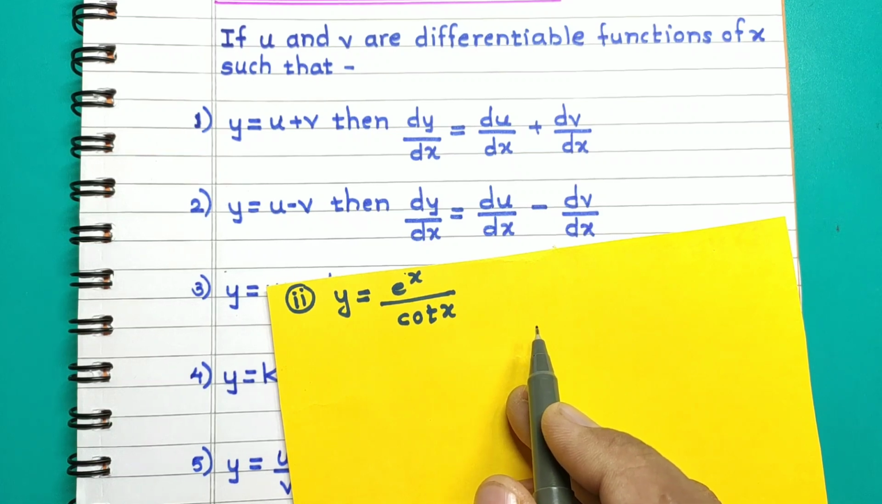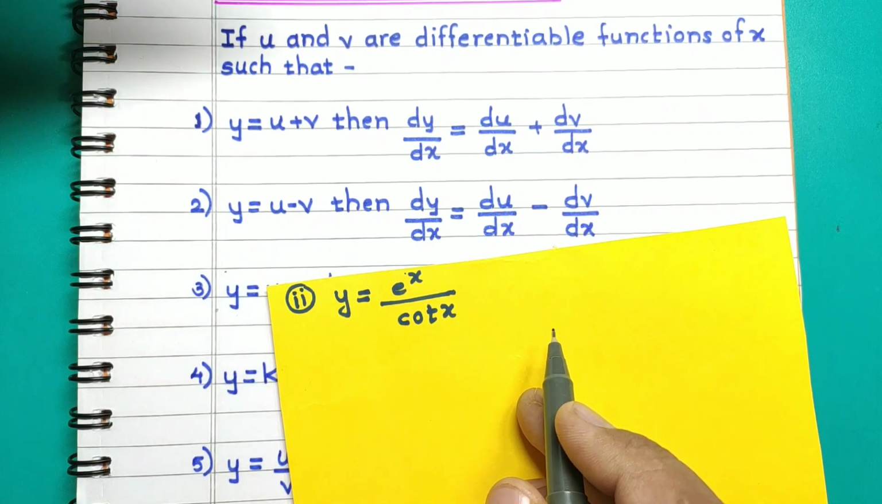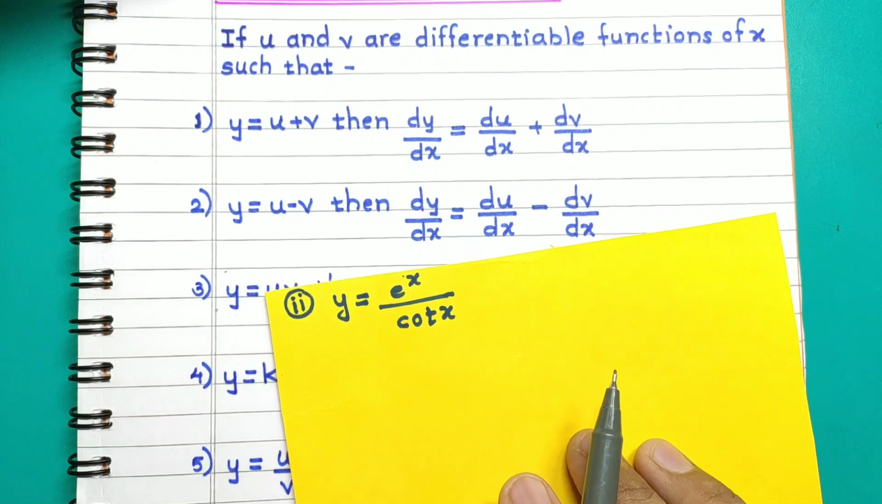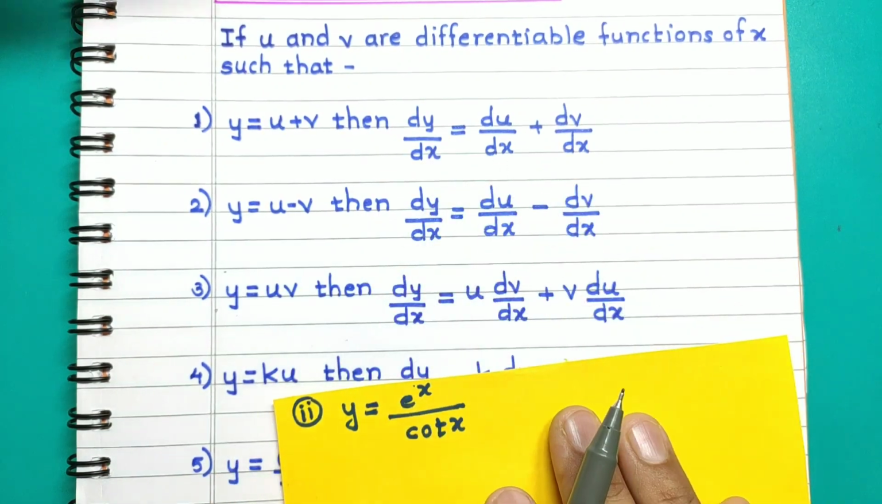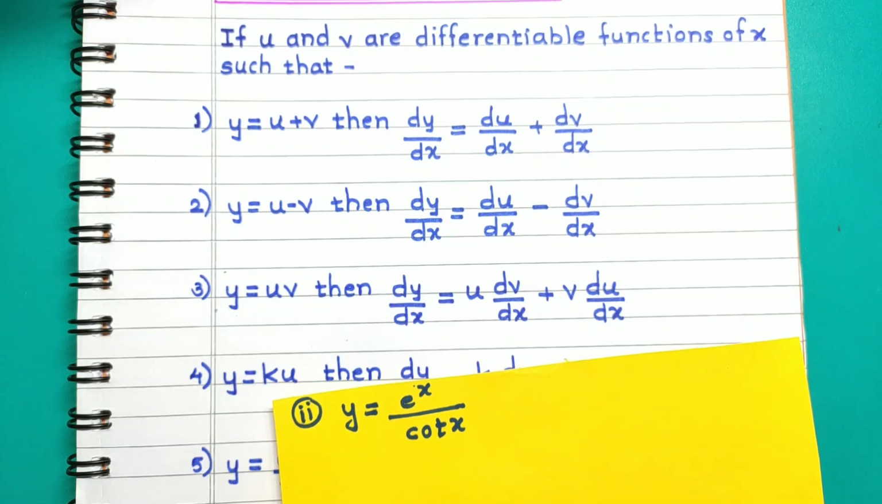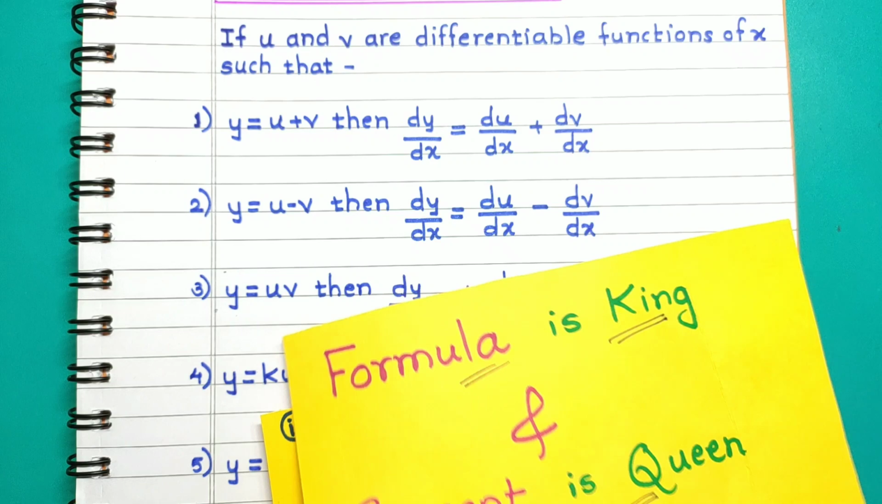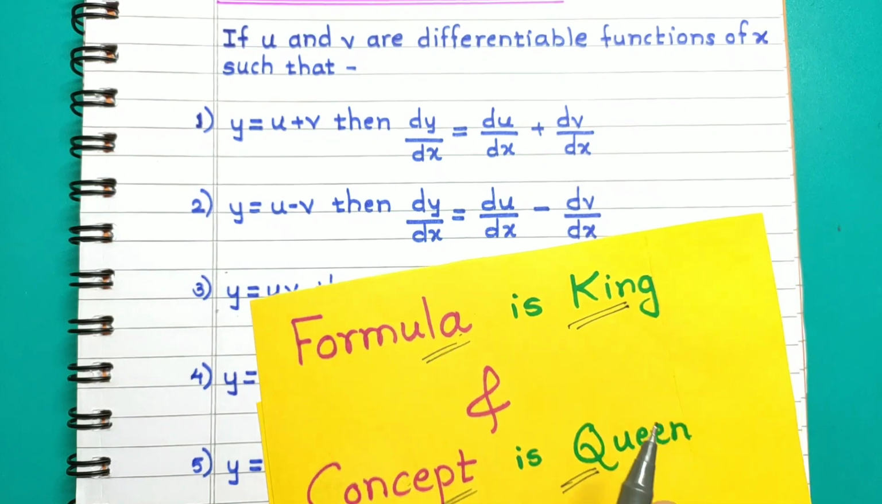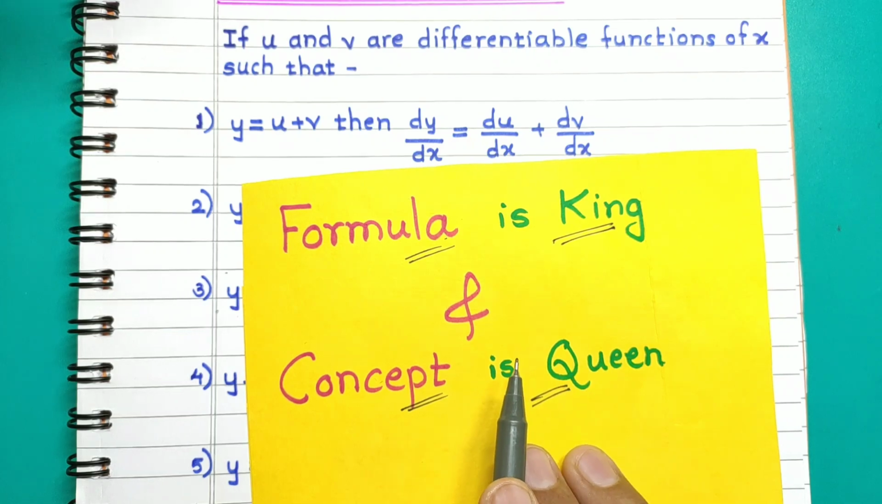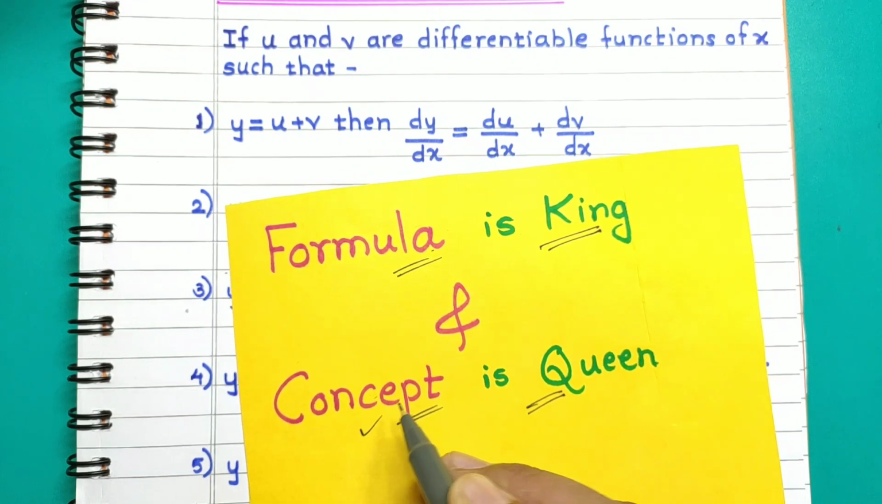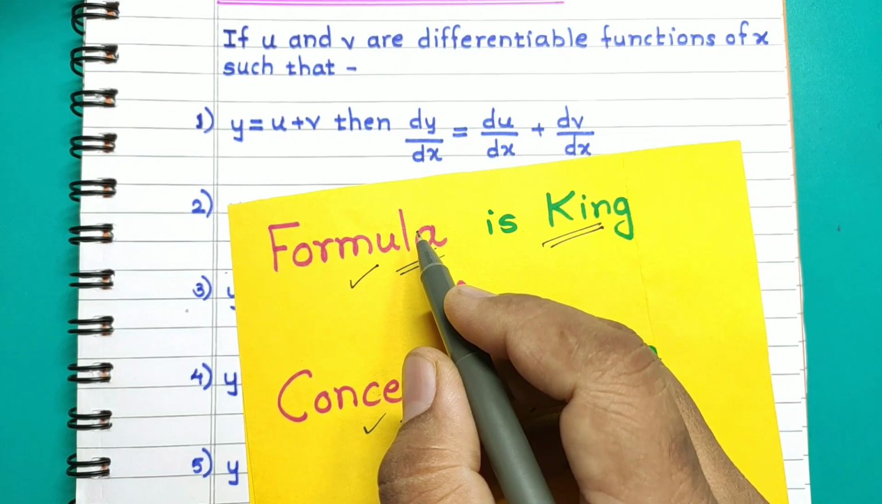Okay. See students, we know that building stands on a strong foundation. So you read all these formulas very well, as they are foundations for this chapter. Okay, if you want to rule the kingdom of mathematics, you have to remember that formula is king and concept is queen. So you have to give lots of importance to concept and formula.